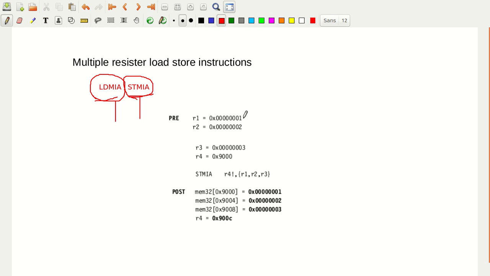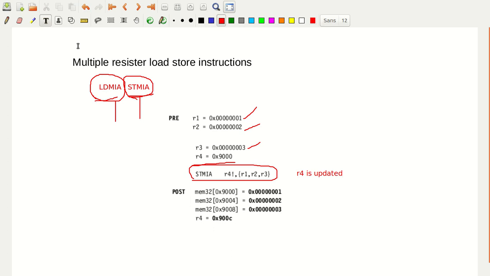So pre R1 is equal to 701, R2 702, this is 703. So this is what we have, 0x9000. So what happens if I write this instruction, STMIA R4! You can just observe one thing here, the exclamatory mark after R4, which means that R4 is updated. Whenever an exclamatory mark is put, R4 is updated.